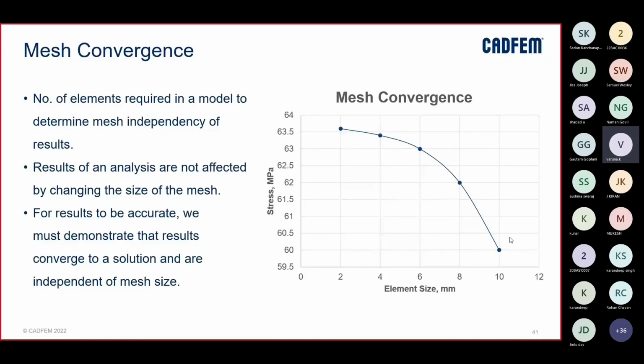You might have some questions whenever you are doing any analysis. You will be asking yourself, what will be the optimum size of the element? How to decide that? What is the optimum size of the element whenever doing any analysis? There is a term called mesh convergence.